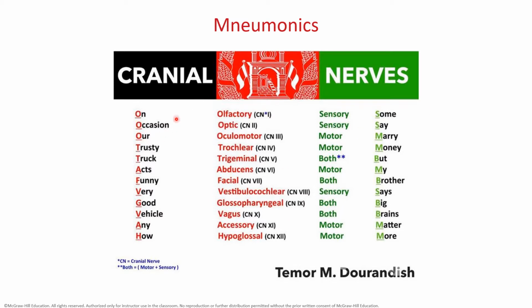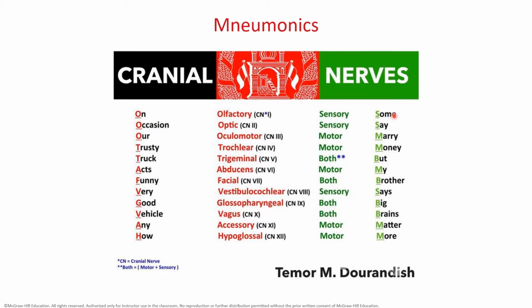So here's a mnemonic. On occasion, our trusty truck acts funny. Very good vehicle anyhow. So olfactory, optic, oculomotor, trochlear, trigeminal, abducens, facial, vestibulocochlear, glossopharyngeal, vagus, accessory, and hypoglossal nerve. So if you can memorize this, then you know what the first letter is. So on occasion, our old trusty truck. So on for olfactory.